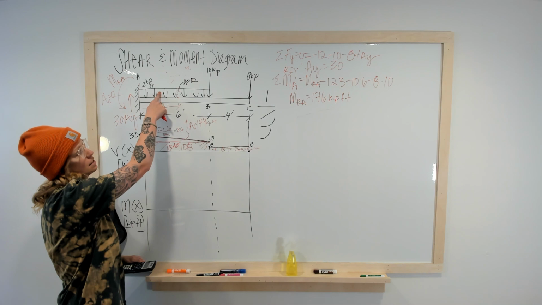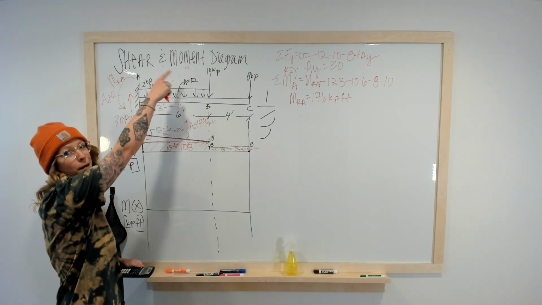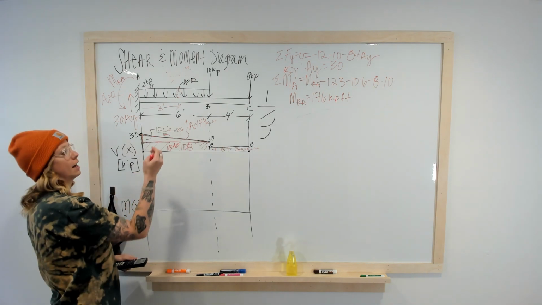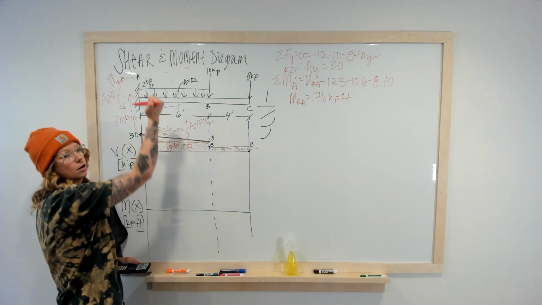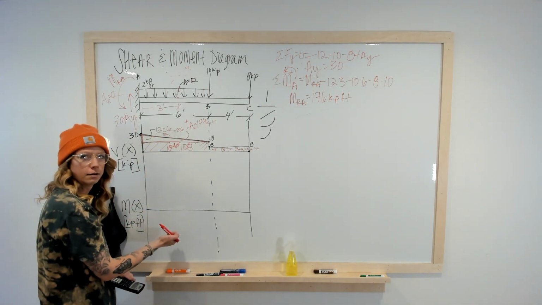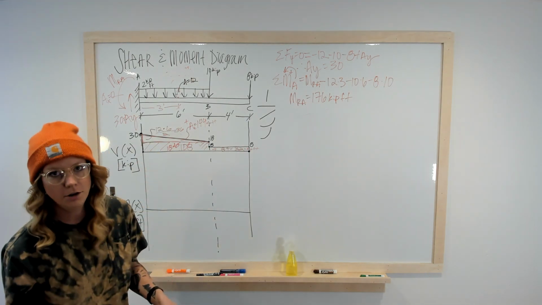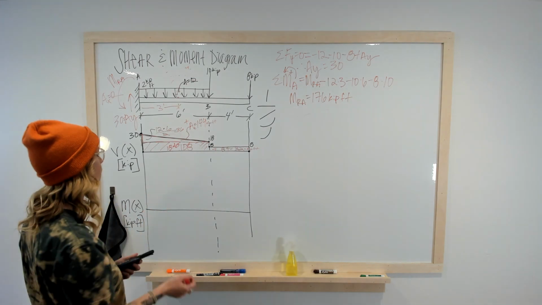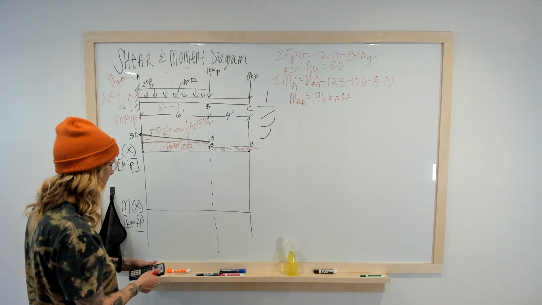Up here, if you look at this, this is kip per foot times a foot. That gives you a unit of kips. And remember that the shear is the integral of the load, and the moment is the integral of the shear, right? Which is just the area under the curve. Sometimes you can use it with geometry, sometimes you gotta do integration. All right, so I think we have everything now.